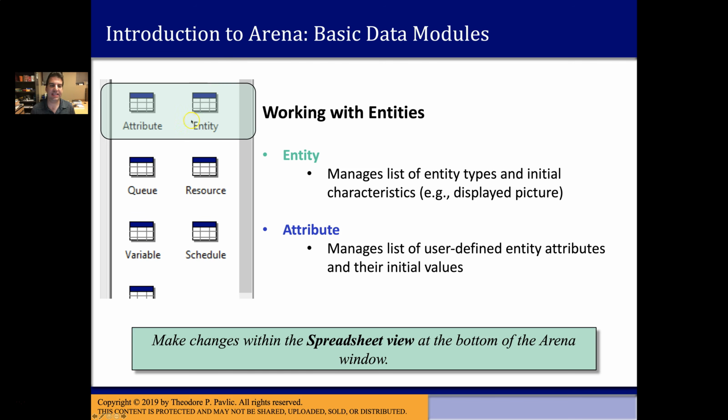Now next to that, the entity here, this is where you could create different types of entities. You could create a person entity, a car entity, and so on. Now entities by default get a bunch of attributes that are just created for you. For example, entities have a picture associated with them. And in the entity data module down in the spreadsheet view, after you click on it, you can adjust what picture is associated with that entity. But just like any other attribute, the picture can actually be changed by the simulation as the simulation is running.